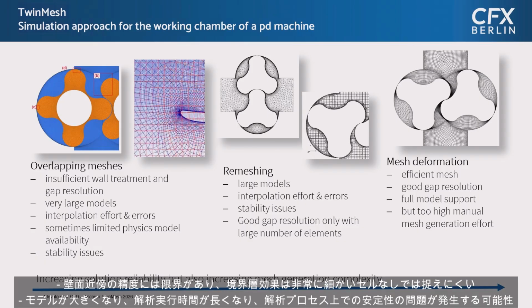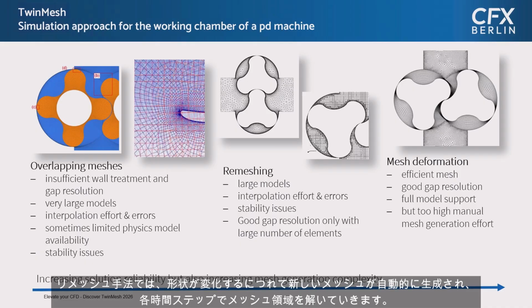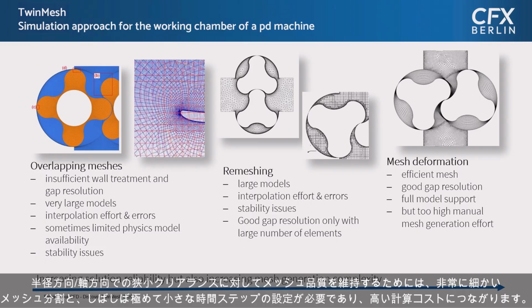Near wall accuracy is limited, boundary layer effects are hard to capture without very fine cells, and the models become large or runtimes increase. And of course stability issues can occur. With remeshing, a new mesh is automatically generated as the geometry evolves, resolving the domain at each time step. Accurate small radial and axial clearances require very fine resolutions and often extremely small time steps to maintain mesh quality, leading to high computational cost.